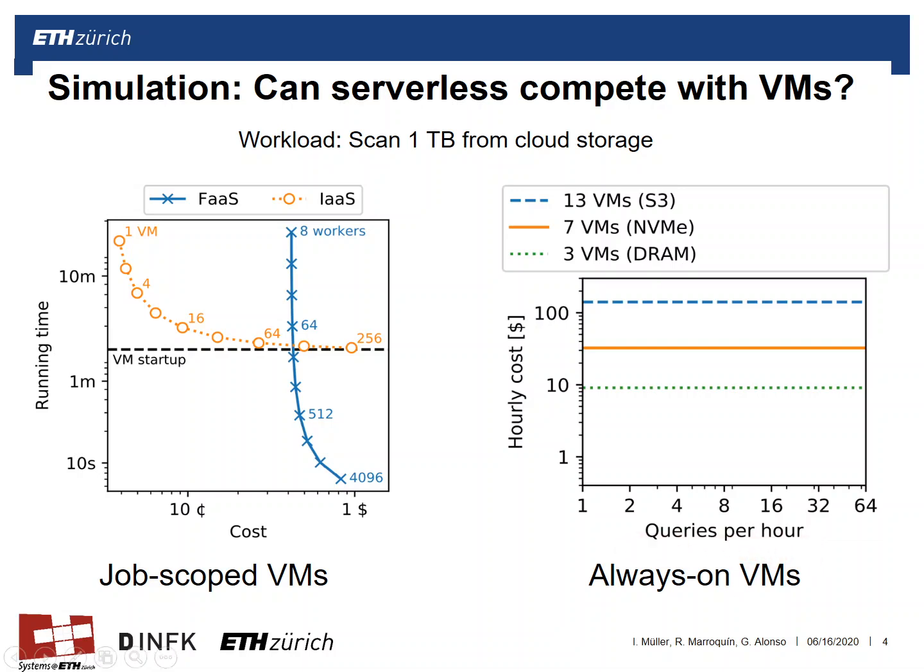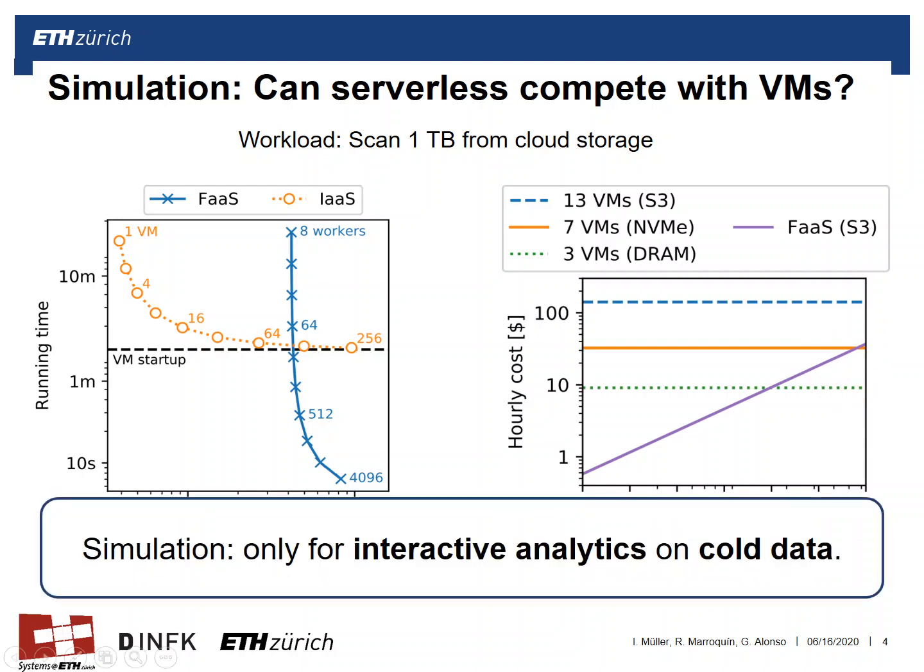That is in opposition to serverless functions, which have this usage-based pricing model and thus a linear relationship between the number of queries and the cost. At some point, there's a cutoff. In our simulation, that's 16 queries per hour. If we run fewer queries per hour, then that usage-based pricing model makes the functions more attractive. If we run more queries, then the fixed infrastructure results in an overall lower cost. So putting these 2 insights together, we can now understand that serverless functions are mainly attractive for interactive analytics and on cold or infrequently used data.